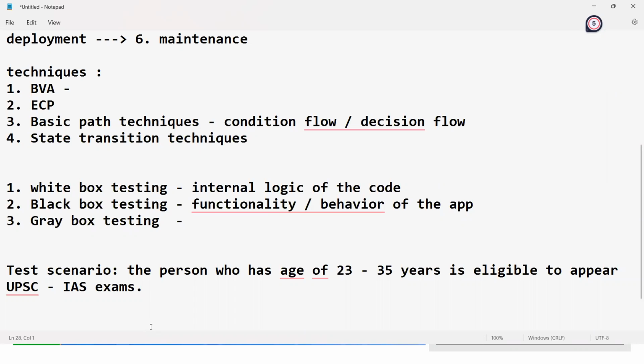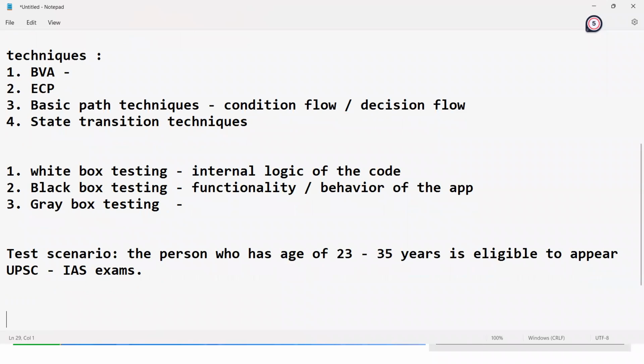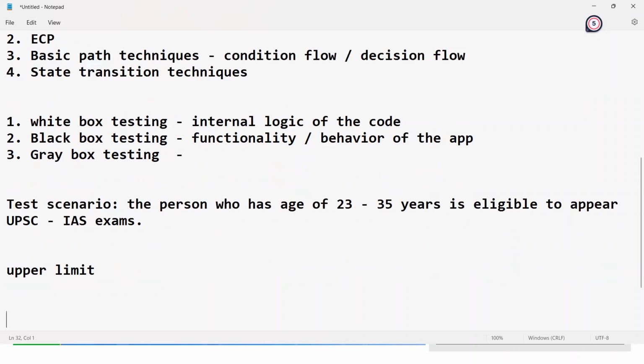Age. We'll take less than 23 one value, greater than 23 one value, less than 35 one value, above 35 one value. Pass and fail scenario, correct. So basically, you have to take both the upper limit and the lower limit.